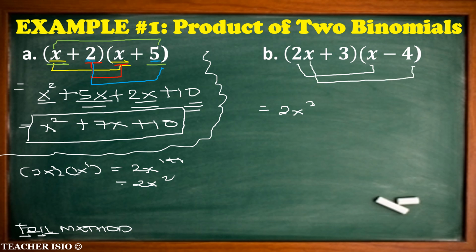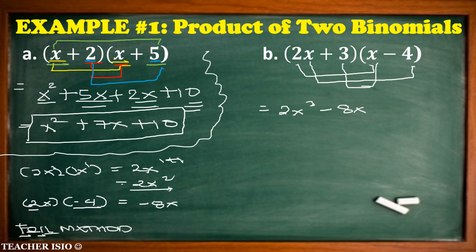So this time we have 2x times negative 4. So what is negative 4 times 2? We have negative 8, copy the variable. So we have now negative 8x. Next, let's have now the inner.